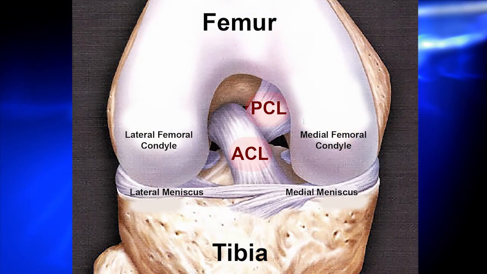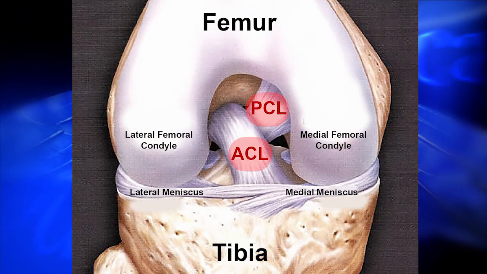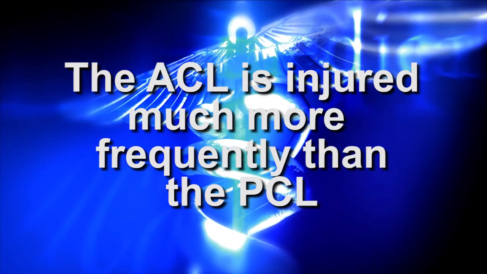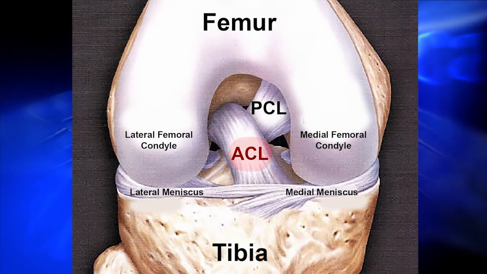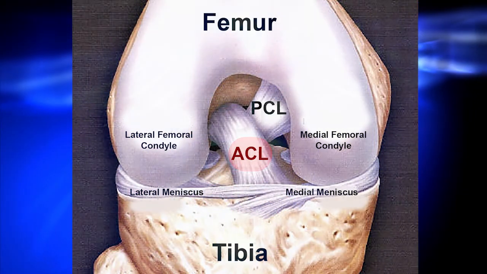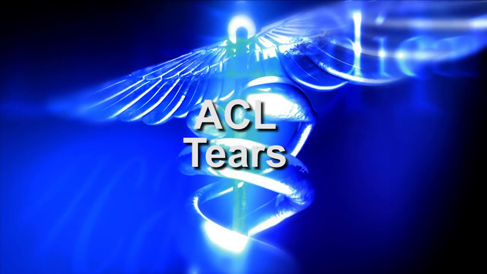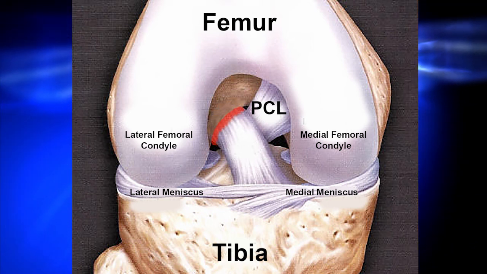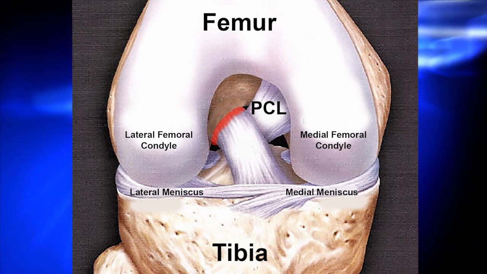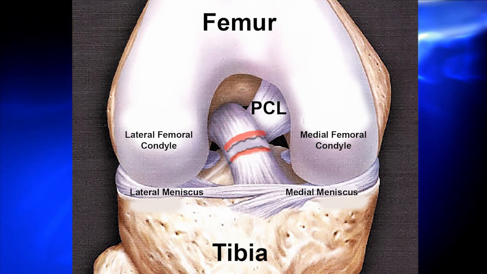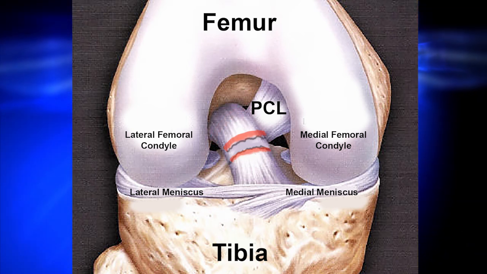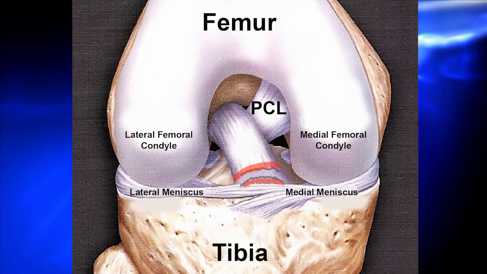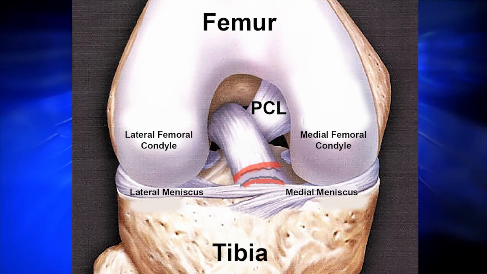While it is possible to tear or damage either the ACL or the PCL, the ACL is injured in over 95% of all cruciate ligament injuries. Therefore, the ACL will be the focus of this video. ACL tears. Most ACL tears occur at their attachment to the femur. Mid-substance tears of the ACL are the second most common location for tears, and the tibial attachment of the ACL is the least frequently damaged.